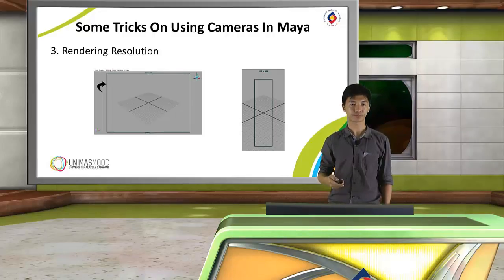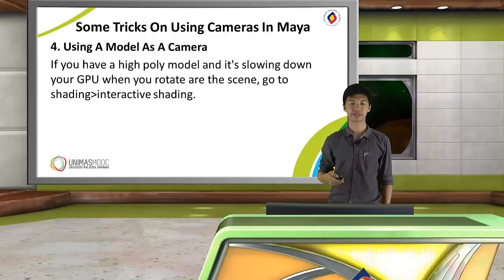Number 4, using a model as a camera. If you have a high poly model and it's slowing down your GPU when you rotate the scene, go to Shading, Interactive Shading. Now, when you move your camera, it will switch to wireframe view, which is easier on your GPU. When you stop moving the camera, it goes back to shaded. Take note, this only works if you are in shaded view.